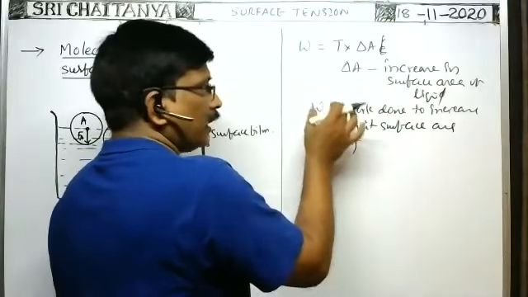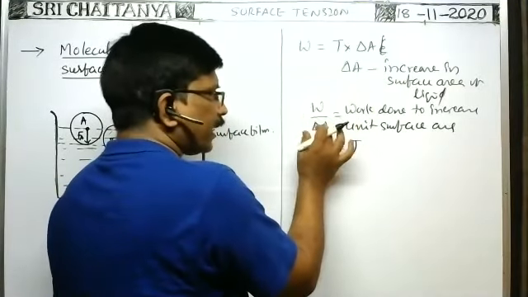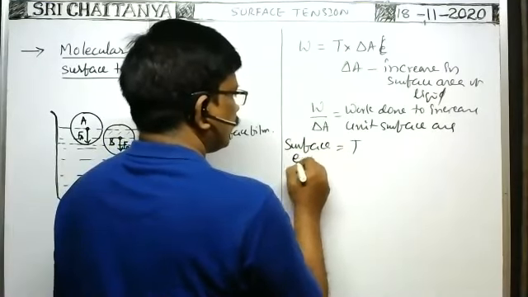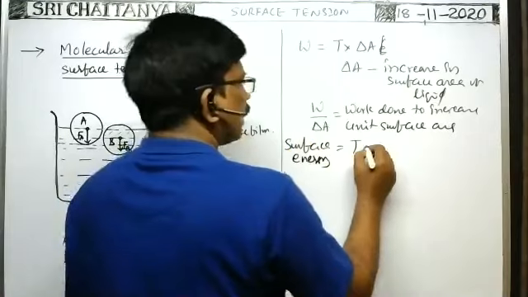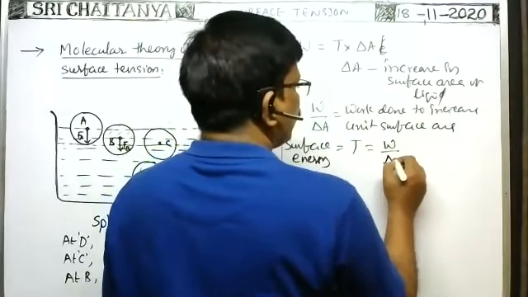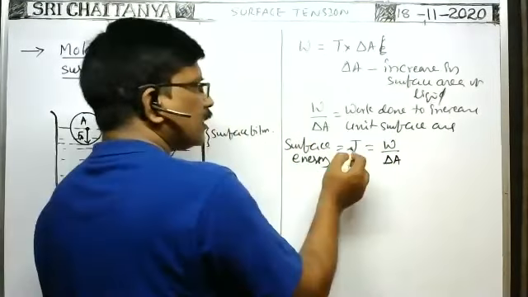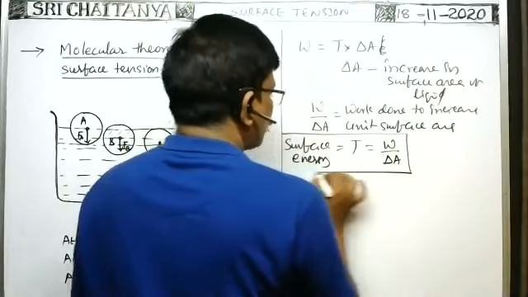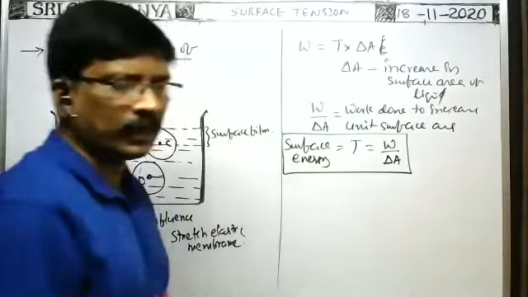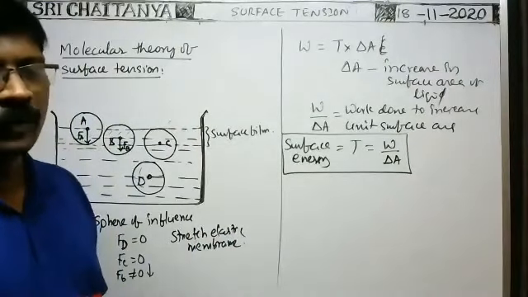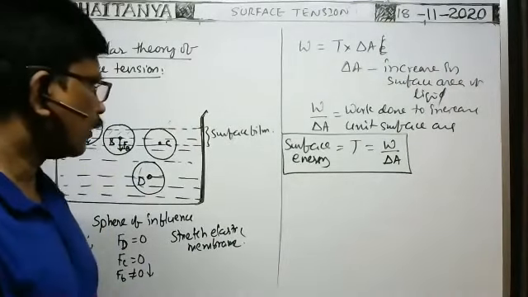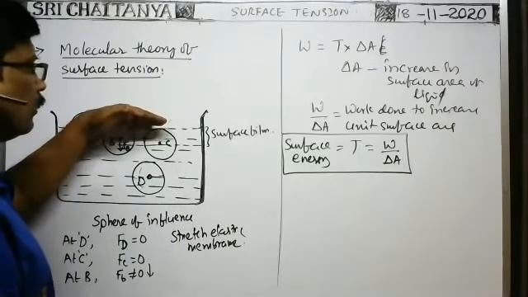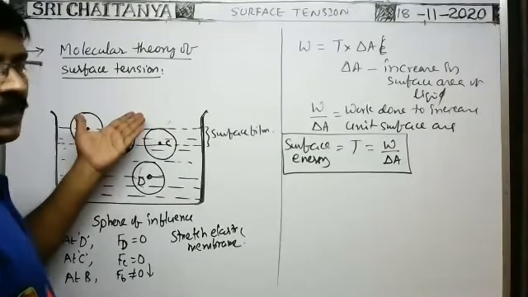But the work done to increase the unit surface area of the liquid is called the surface energy. Surface energy is equal to work done by increase in area, so that is numerically equal to surface tension. That's why surface energy is numerically equal to surface tension. That point is also very, very important. So the molecules present on the surface of the liquid have more surface energy.